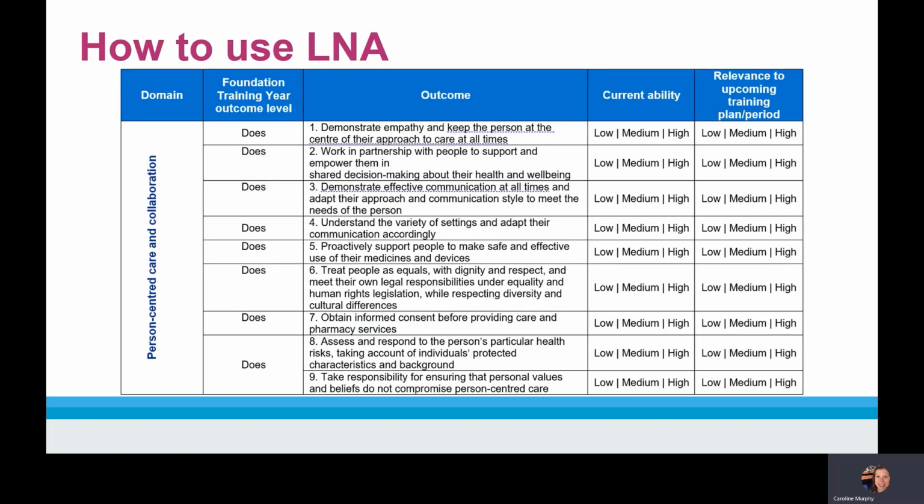How to use the learning needs analysis. The learning needs analysis consists of a table of the GPhC learning outcomes. Next to these outcomes is the level from Miller's triangle for these outcomes, for example, shows how or does. Firstly, the trainee needs to assess these outcomes against their current ability. This could be low, medium or high.